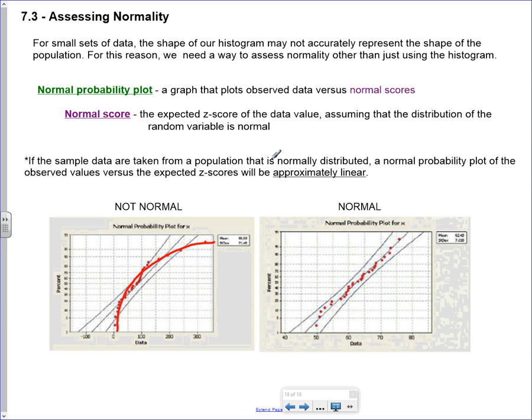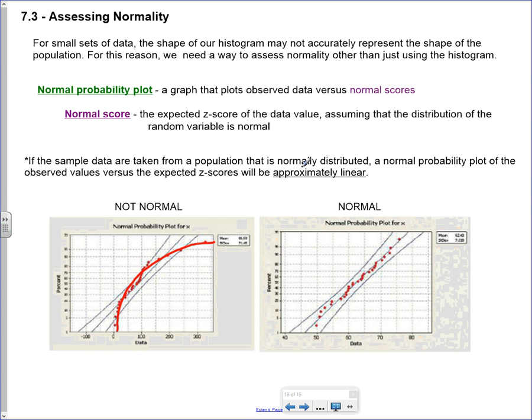In that case, we have to use something else to be able to tell if we have normal data or not. What we can use are normal probability plots. I'm not going to talk too much about what all this stuff is here, but I'm just going to show you that you can get normal probability plots off of statistical packages like SAS or SPSS. I think probably even Excel does it, but our calculator does it as well. It can be just a quick way to put in your data and figure out if it looks normal or not.